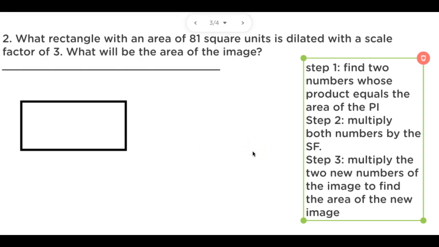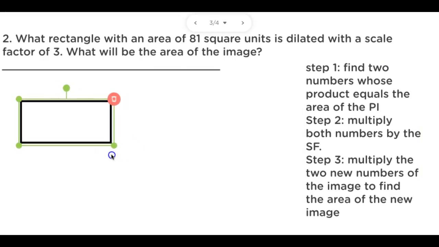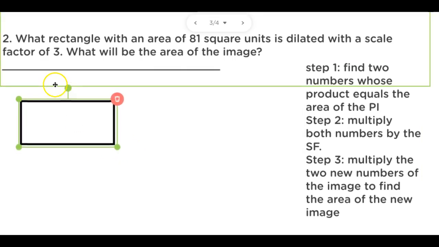And I'm going to use the simple one. I was going to use 9 and 9, but that wouldn't be a direct rectangle. Let's use 27 and 3.